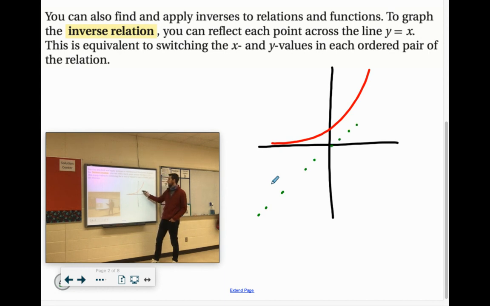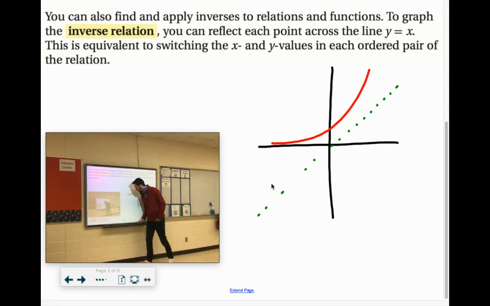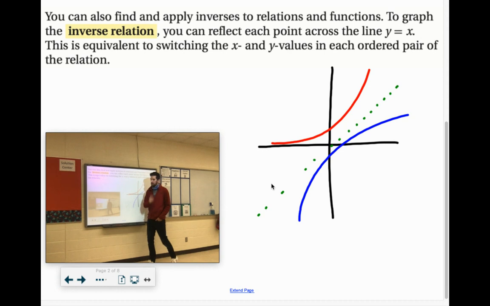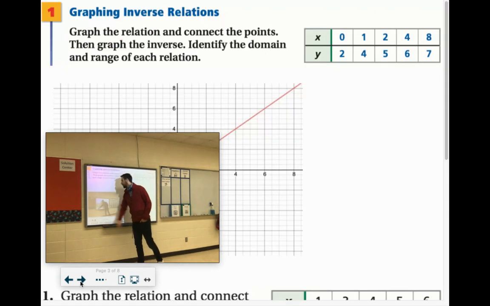Now the line y equals x is a diagonal line across here, right? It has a y-intercept of 0. It has a slope of 1. So when we reflect it over that, it's going to look super cute. It's going to look something along those lines. Very fun, very exciting. So let's try it out.